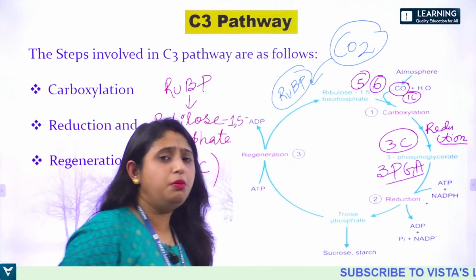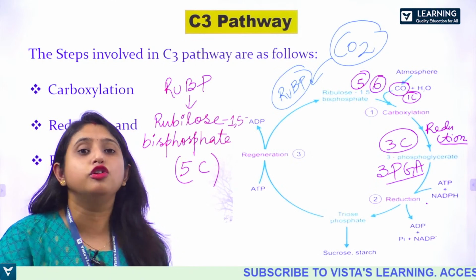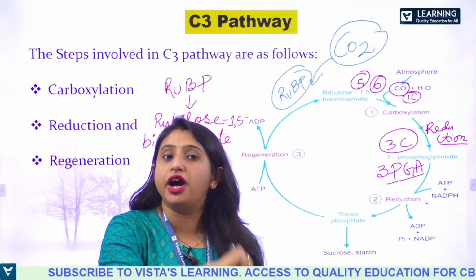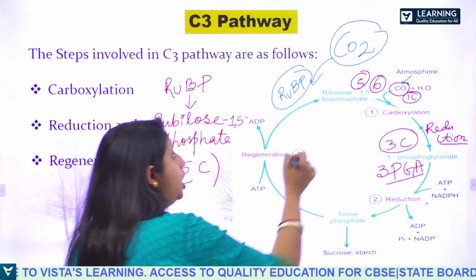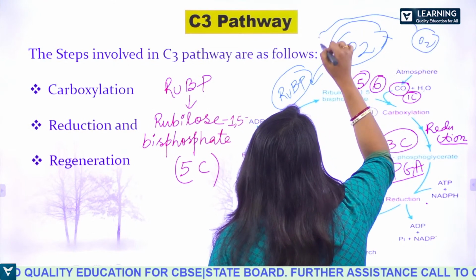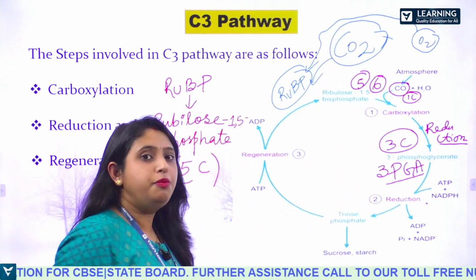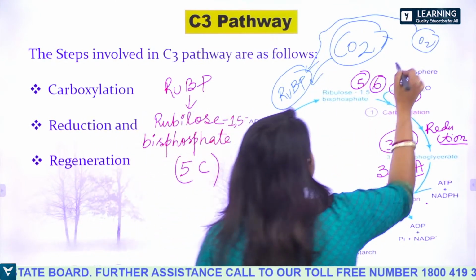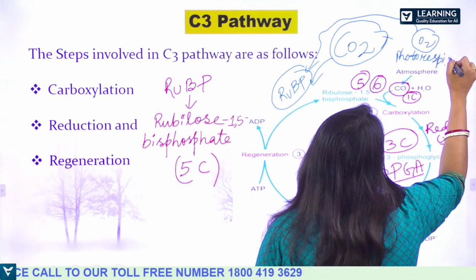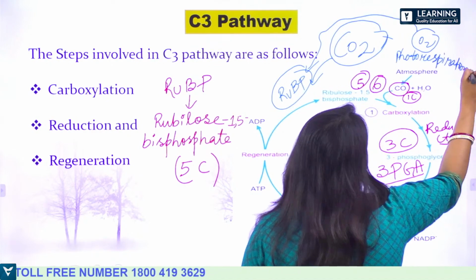It will be coming and binding with the RuBP, but in case of photorespiration, what happens? The oxygen will come and bind. It will not allow the carbon dioxide to bind, okay? Oxygen will be coming and binding to the RuBP in case of photorespiration.